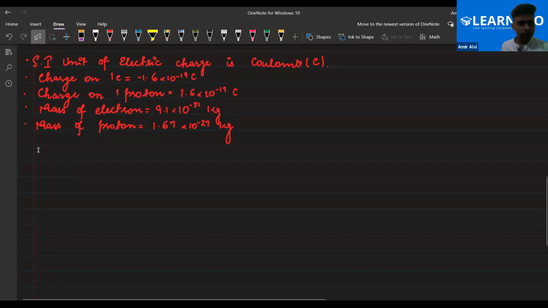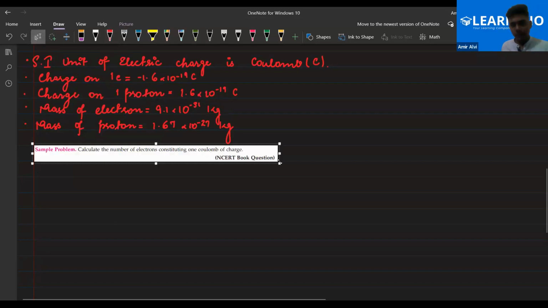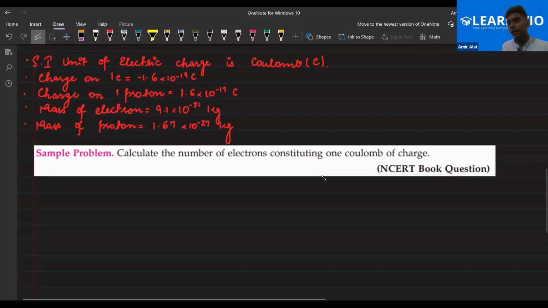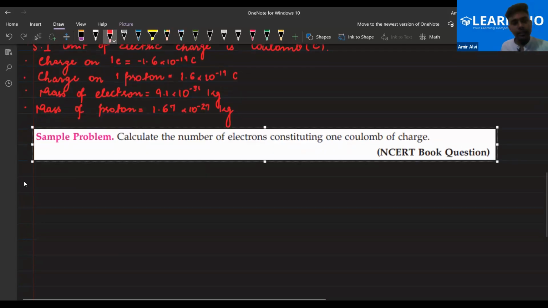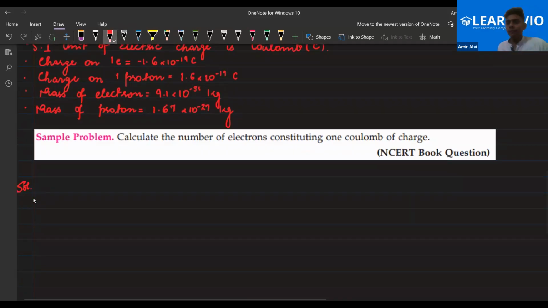So let me paste it. As you can see, it is written that it's an NCERT book question. It means that there is a very high possibility that this question might come in your exam, as a two marker, or it could come as an MCQ, and it will ask you what is the number of electrons present in one coulomb of charge.